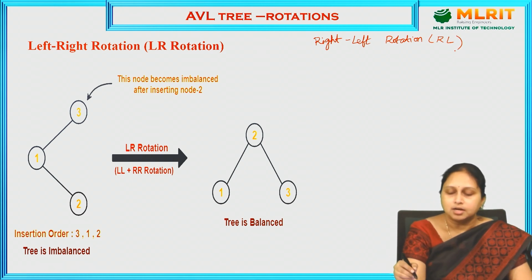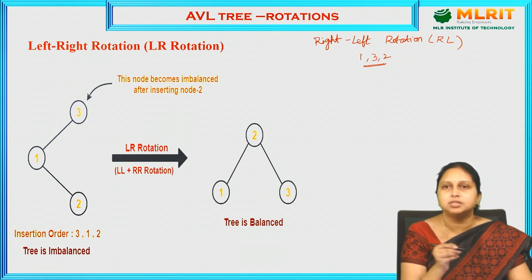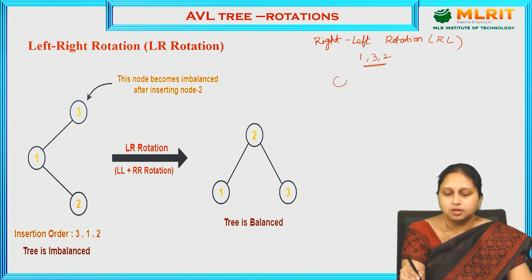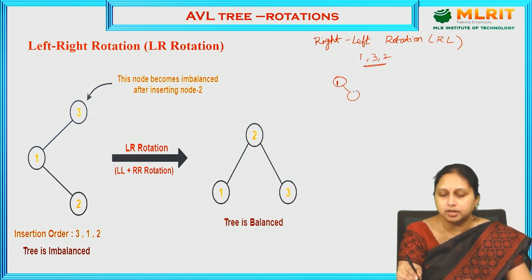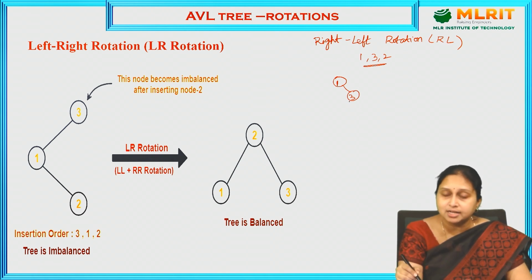Consider the elements 1, 3, 2. Suppose you have been given the elements in this way. Now based on this, how are we going to construct a tree? The root node is 1. The balance factor for this is 0. If I want to insert 3, where do I need to insert? It is greater than 1, so I need to insert on the right hand side. Now what is the balance factor? For 3 it is 0, and for 1 it is 0 minus 1, that is minus 1.